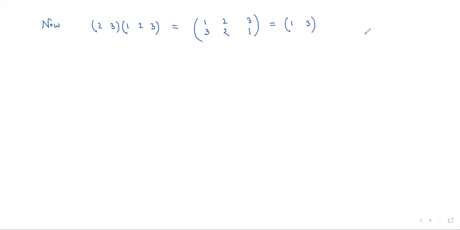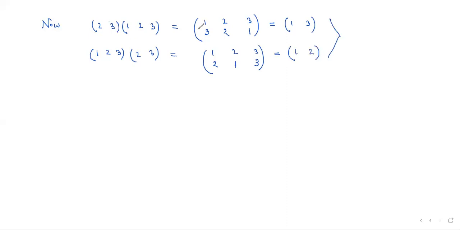It is a transposition. If you multiply in this manner, let us try to find out what we get. 1 goes to 1 and here 1 goes to 2. So 1 goes to 2. 2 goes to 3 and here 3 goes to 1. So 2 goes to 1. And 3 goes to 2 and 2 goes to 3. So 3 goes to 3. So it is also a transposition.